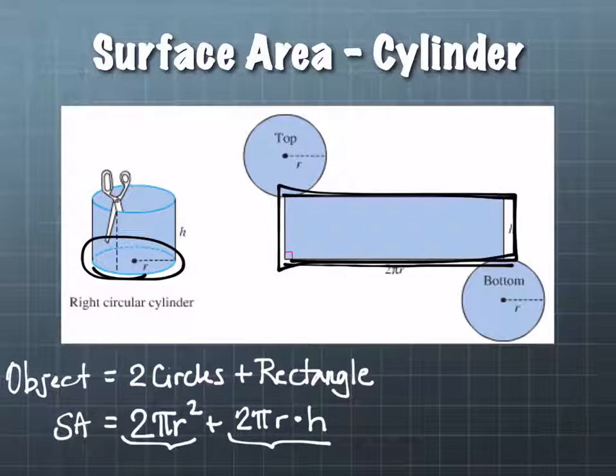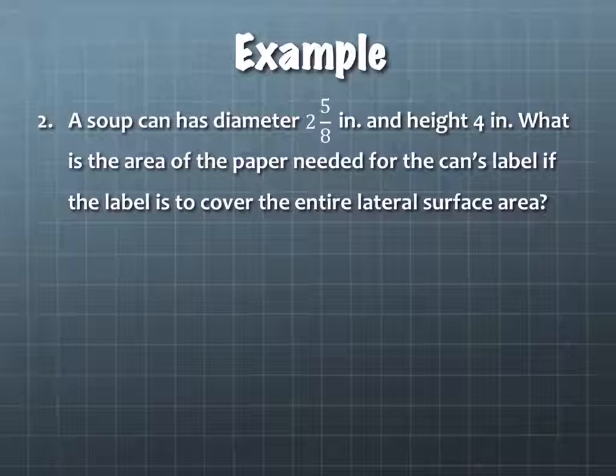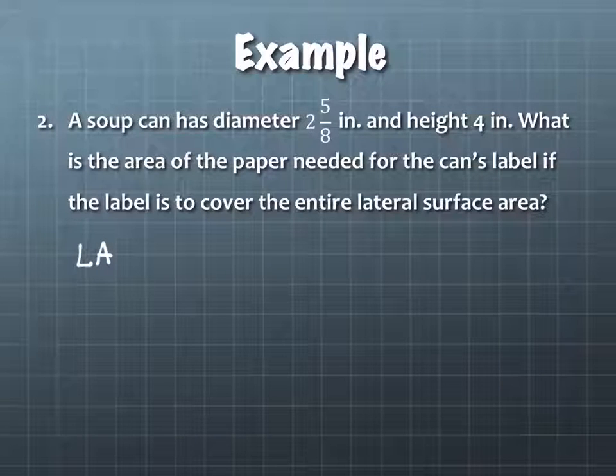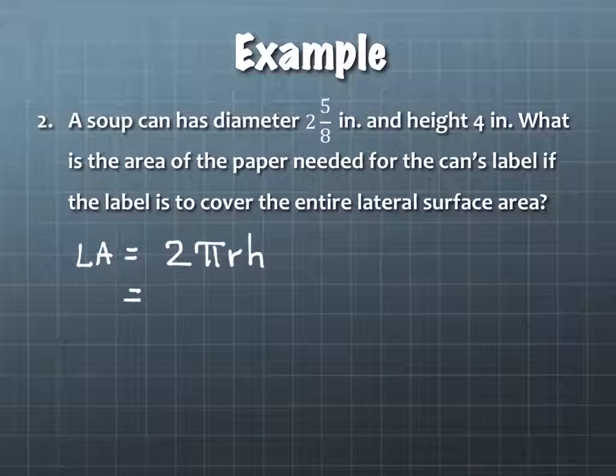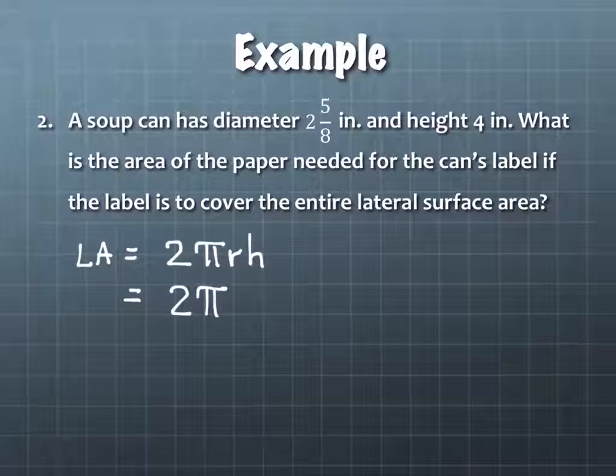Correct? So as I'm looking at this problem, I need to make sure that that's what I'm finding. So I need to find, in this case, I'm going to write down LA, or you could say LSA if you'd like. It's just the lateral surface area of this particular object, not the whole surface area. And it should be 2 pi r h, according to the formula that we did, and we talked through why. So what are we going to get for r, and what do we get for h?